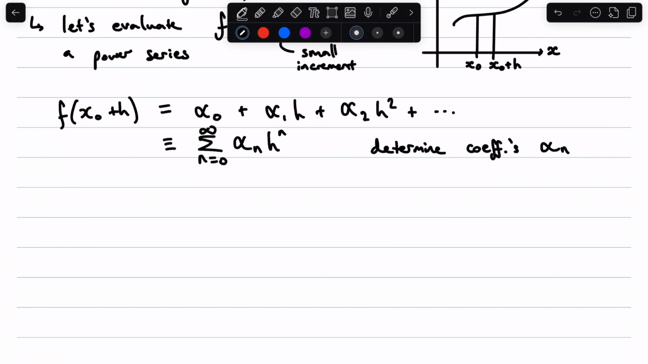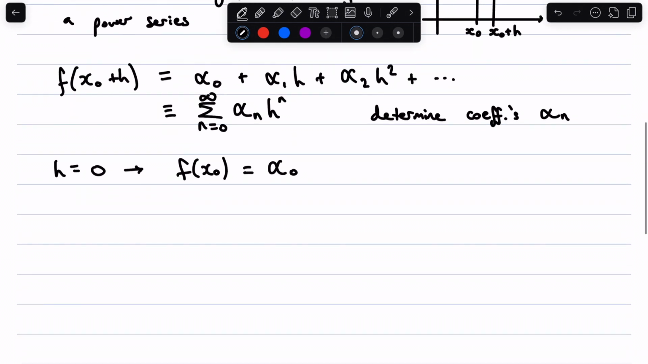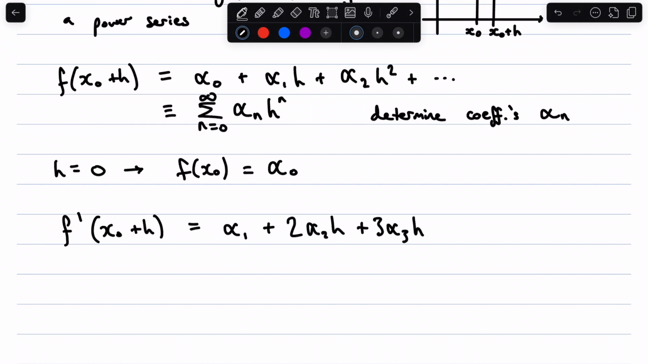So to calculate the first coefficient, alpha 0, we can set h equal to 0, and that gives us f of x0 only, which gives us our alpha 0 value as just f of x0. Then differentiate with respect to h, and we'll get that f prime of x0 plus h is equal to alpha 1 plus 2 alpha 2 h plus 3 alpha 3 h squared, etc. And so what we can do again is set h equals 0, and we'll get that f prime of x0 is equal to alpha 1.